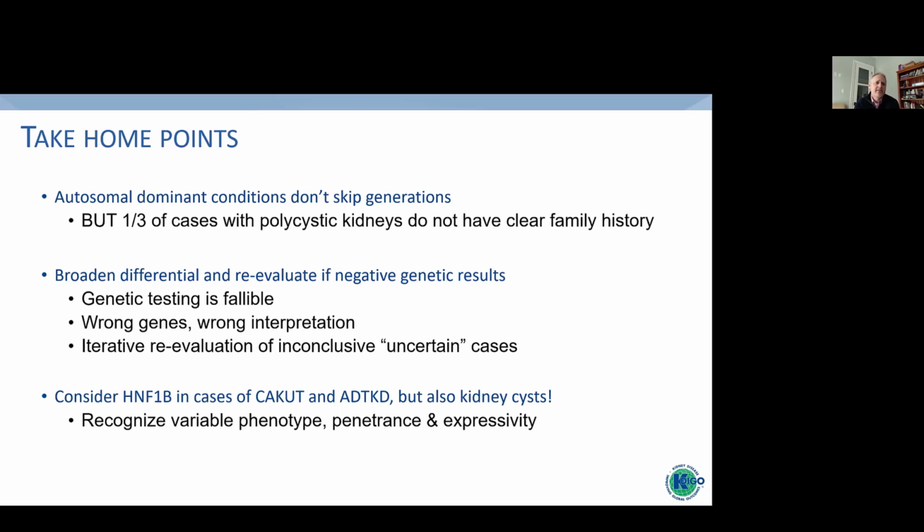Finally, consider HNF1 beta in cases of congenital abnormalities of the kidney and urinary tract and autosomal dominant tubulointerstitial kidney disease, but also in individuals with kidney cysts or multiple kidney cysts, recognizing the variable phenotype, incomplete penetrance, and variable expressivity. So the changing phenotypes that can occur in people with HNF1 beta.